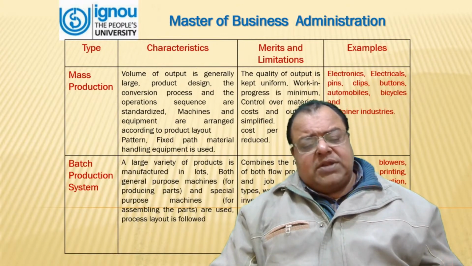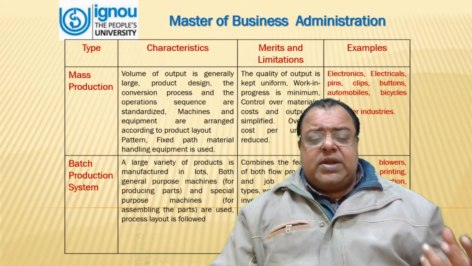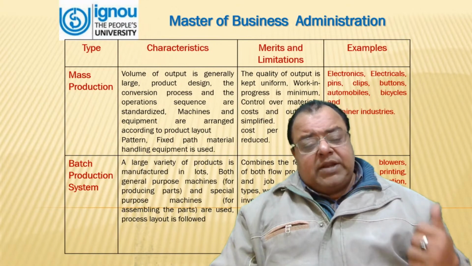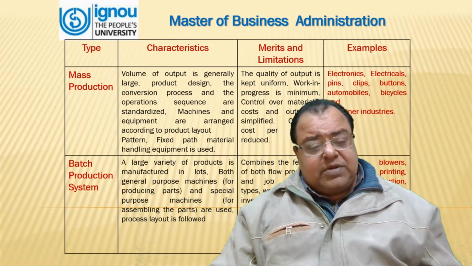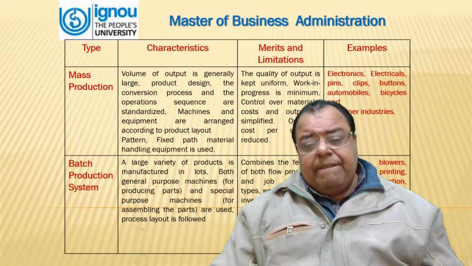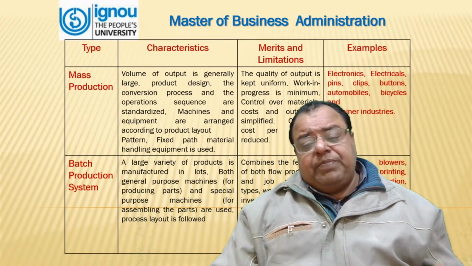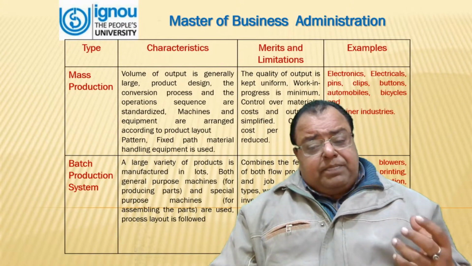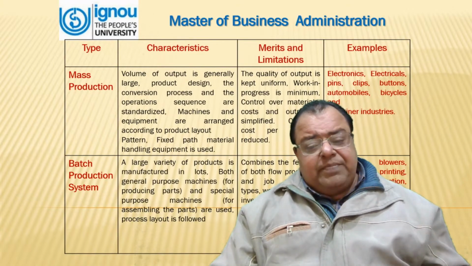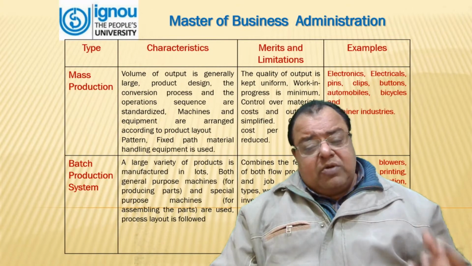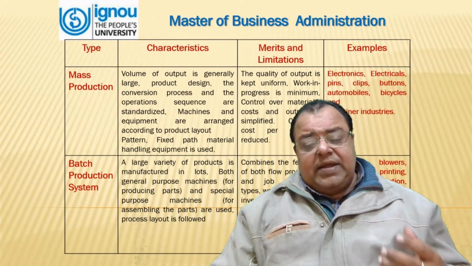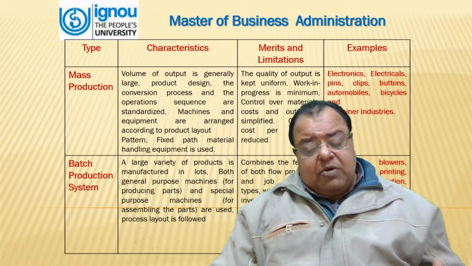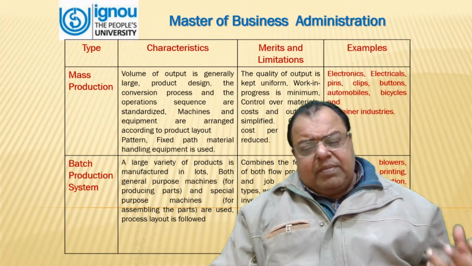If we talk about batch production system, here a large variety of product is manufactured in lots. Both general purpose machines for producing parts and special purpose machines for assembling the parts are used, and process layout is followed. This combines the features of both flow production and job production. Work in progress inventory is high, with frequent changes in the product designs, and no standard sequence is followed. As far as examples, it is industrial blowers, motors, book printing, machine tools, etc.